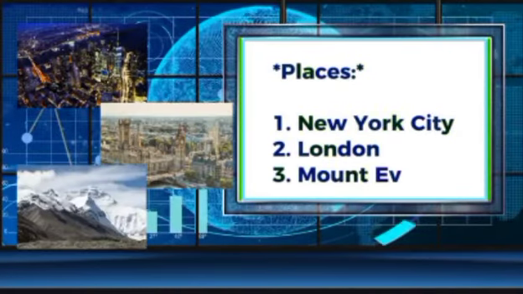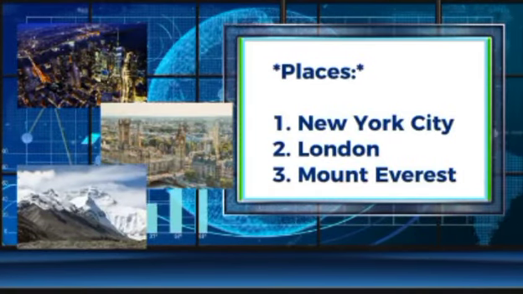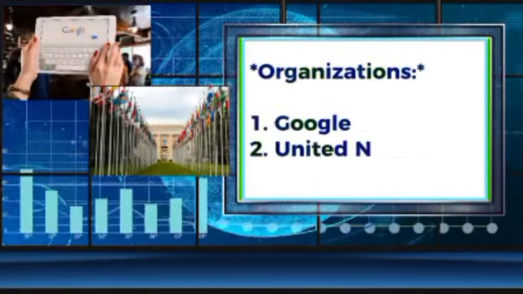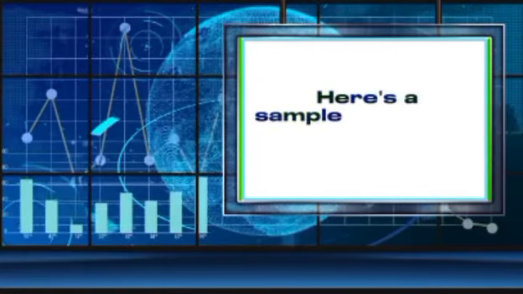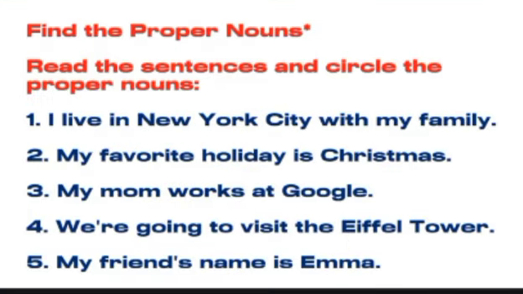Places: New York City, London, Mount Everest. Organizations: Google, United Nations, Harvard University. Here's a simple worksheet on proper nouns. Find the proper noun. Read the sentence and circle the proper noun.